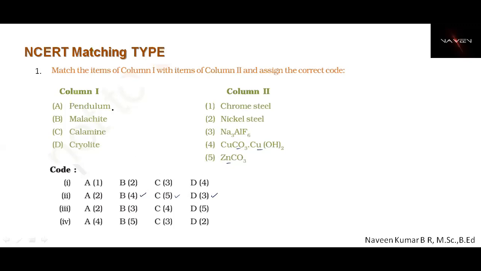Now pendulum is a new one for us, which was not there in the NCERT book. You can recall its composition here. It is a nickel steel, an alloy of nickel steel, so A is matched with 2. Hence all the given matches are correct with respect to the code given in the second option. So the correct answer is the code given in the second option.